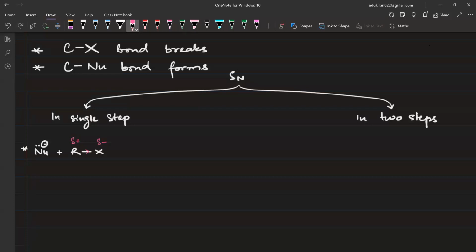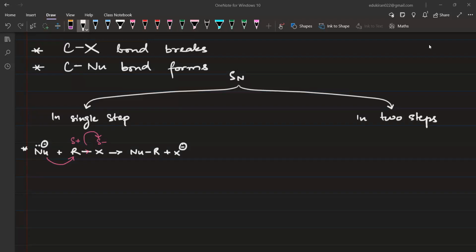है ना? So it will attack on the delta positive, and as it attacks, this bond will be getting broken. So this attack is showing the formation of bond, and this electron movement, it is showing the breaking of bond. And what you will see that there is a nucleophile attached to the alkyl group, and the X has left because it gets both the electron from the bond. So this is happening in single step.